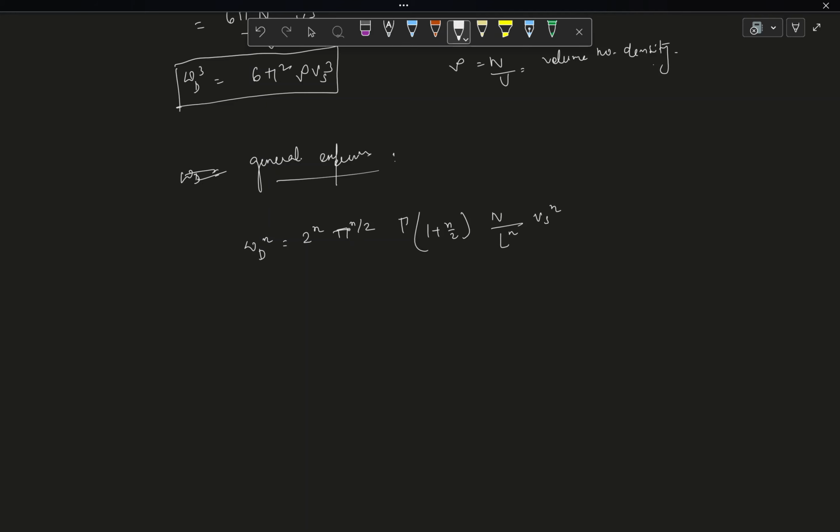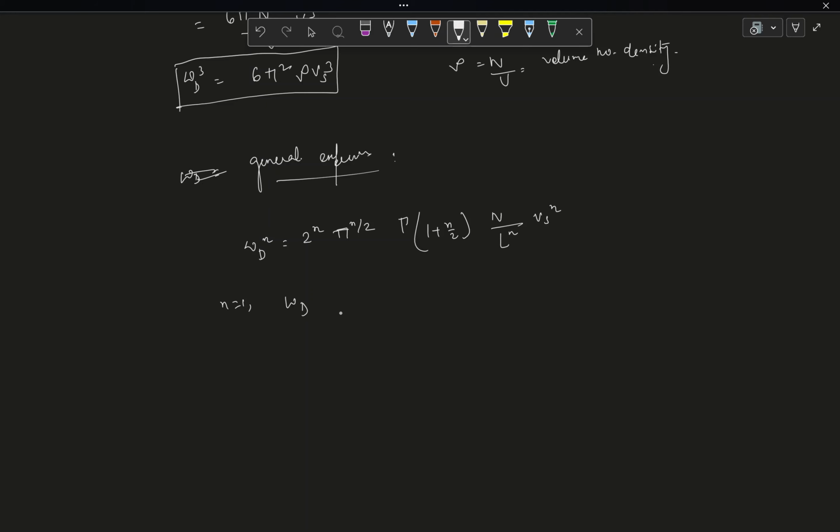So here everything is in terms of n. Now you have to just cross check by putting the value of n equal to 1, and you will get back to the one dimensional case. Let us put n equal to 1.